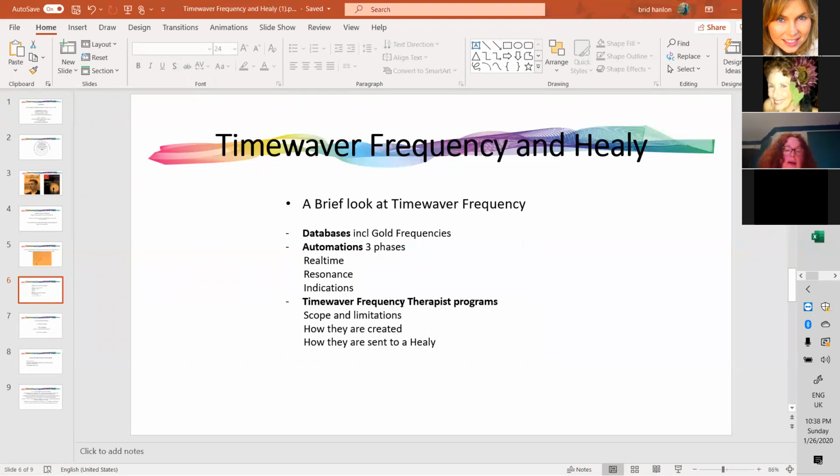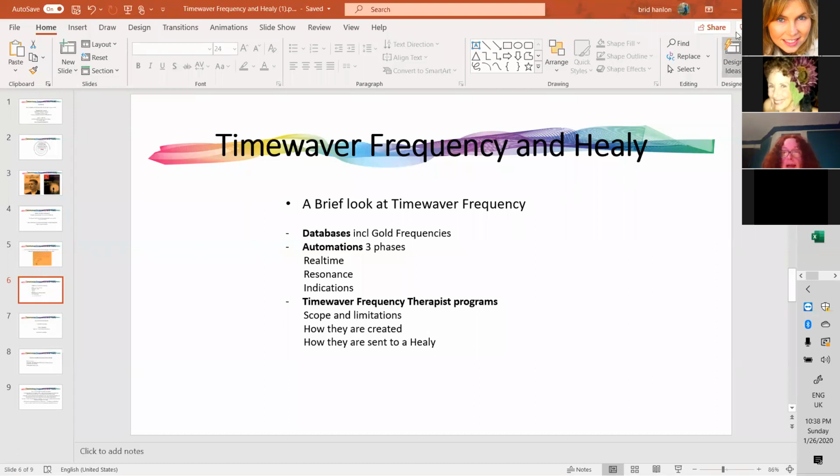So any clients that I send Healy programs to, I ask them to give me feedback on how they experience those programs, whether they're helpful or not. And I give them a lot of advice initially as to how often to use the programs and what precautionary measures and other health activities they should be doing while they're using a Healy. Okay, I'll say a little bit more about that later.